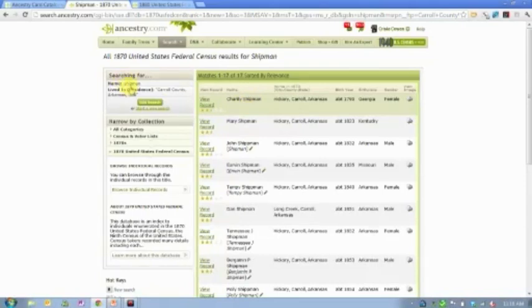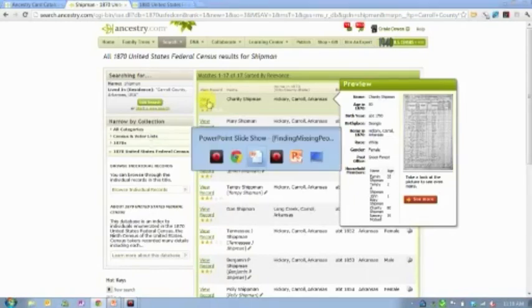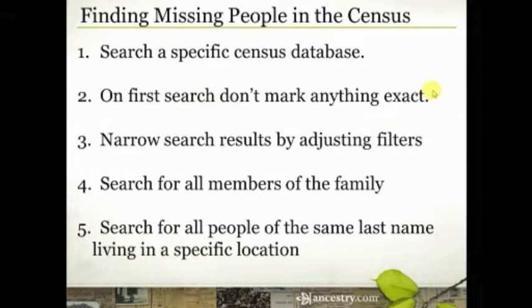So I didn't mark it exact, but I did mark the location exact because I'm trying to collect all the family members that might be living there. It's very possible in some circumstances where the head of household may have been off working somewhere. And so his wife and children may all be listed in a place, and he's not because he wasn't there on census day. So consider that and look for those other family members in the place where you expect them to be.